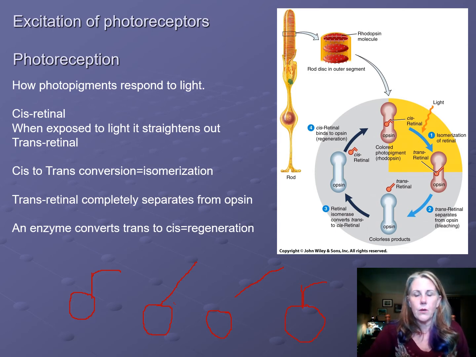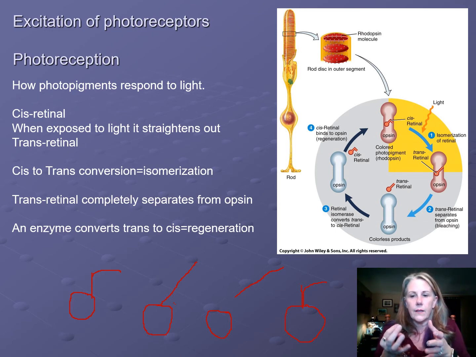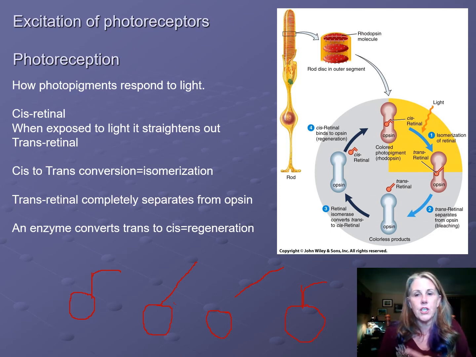So it's basically, what is that light triggering the molecule in the photoreceptor, the photopigment, to do? That light is triggering a change in the shape and formation of that molecule. And that is our absorption of the light.